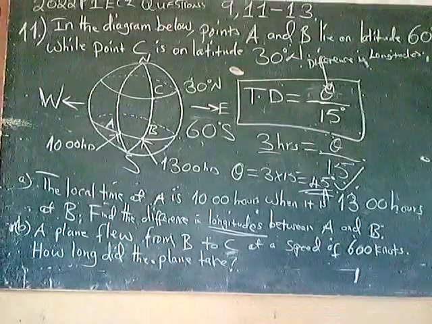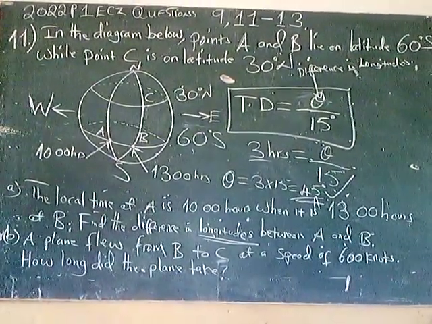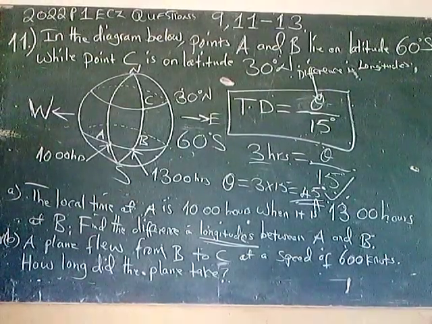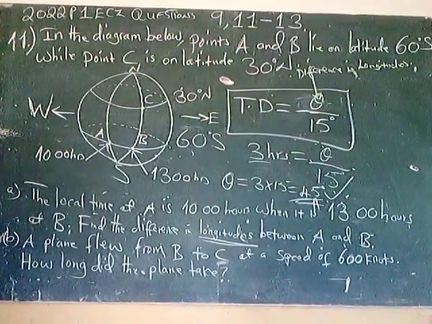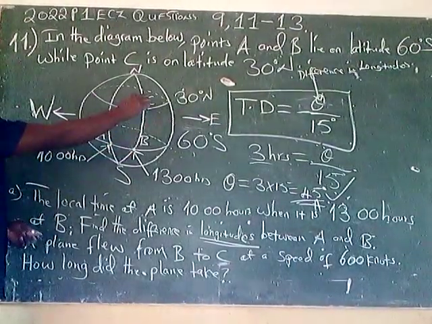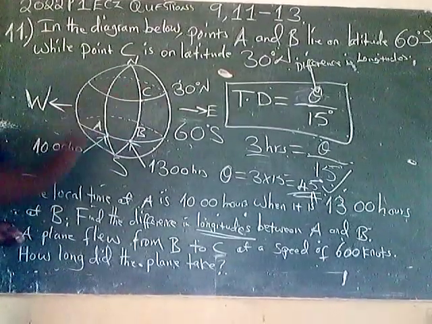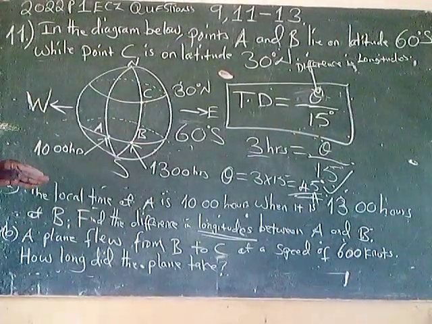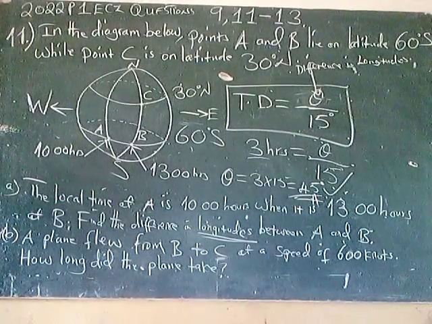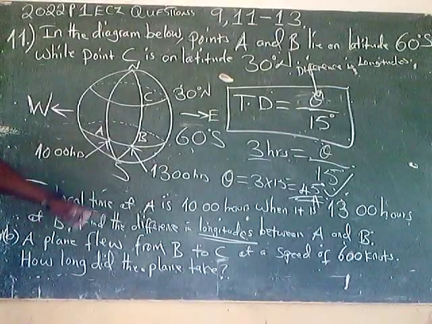Alright, so let's look at question number B. Here we are given this scenario: take notes, a plane flew from B to C at a speed of 600 knots. The question asks, how long did the plane take?